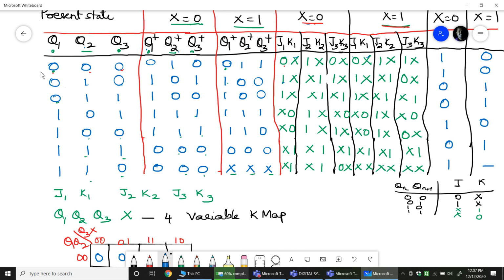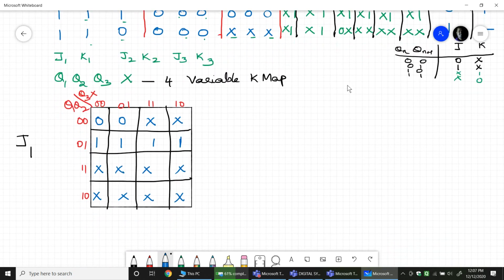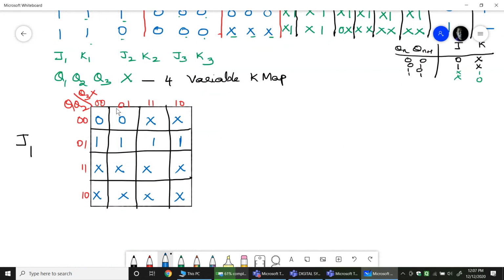Now 0 0 0 when X equals 1, J1 is 0. 0 1 0 X equals 1, so 0 1 0 1, J1 is 1. Okay, so in that way if you keep on writing the entry in the table, this is what we get. This is the K-map that we get.